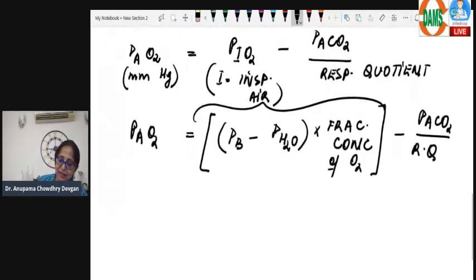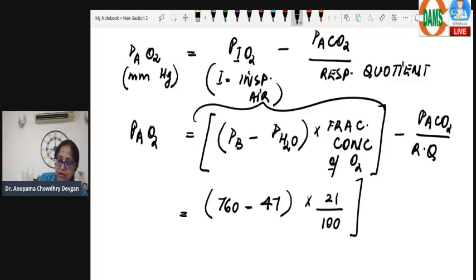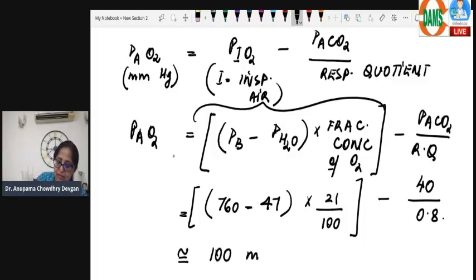That means at sea level, if I solve this, what is it going to be? This is 760 minus 47, into the fractional concentration, which is 21 upon 100, minus alveolar CO2. Alveolar CO2 will be the same as the CO2 in the arterial blood, and arterial blood has a CO2 of 40. Normal RQ, respiratory quotient, we'll discuss in detail. Respiratory quotient is 0.8. When I solve this, I get an approximate answer of 100 millimeters of mercury.